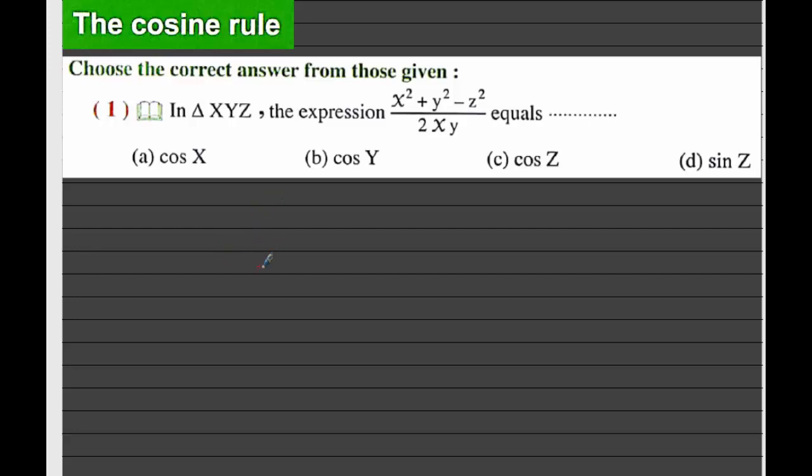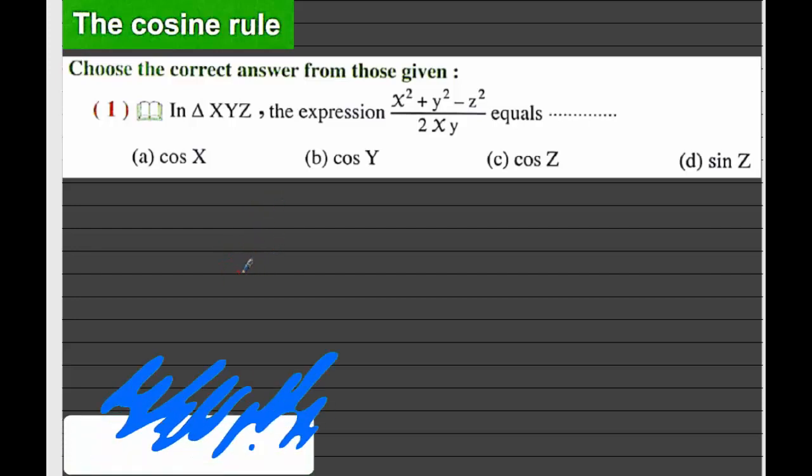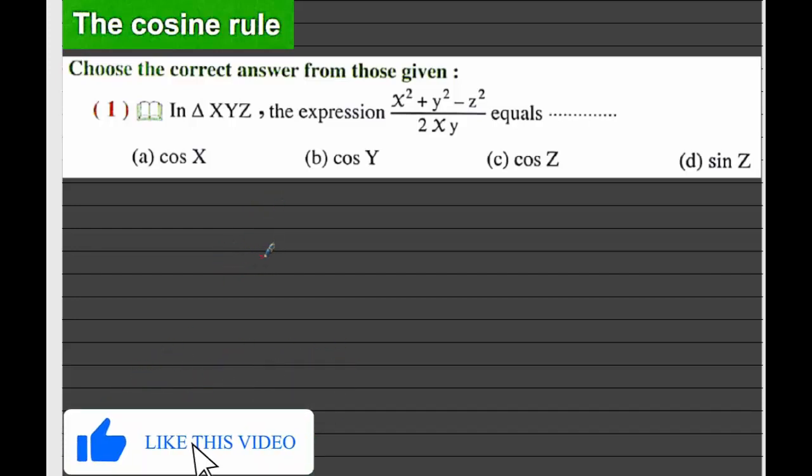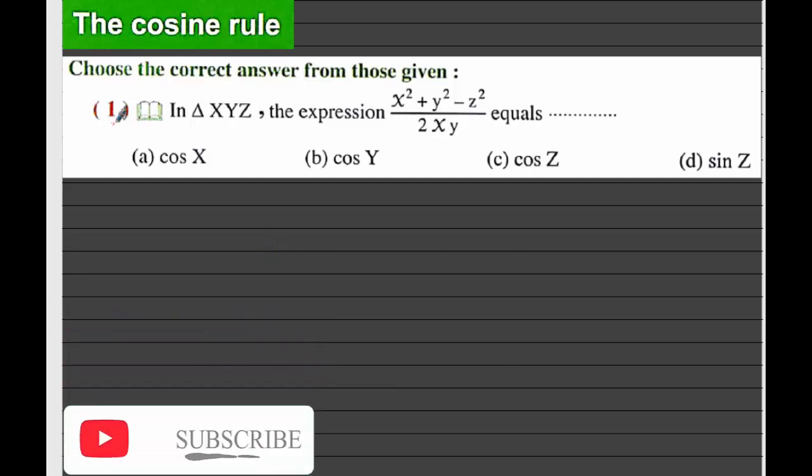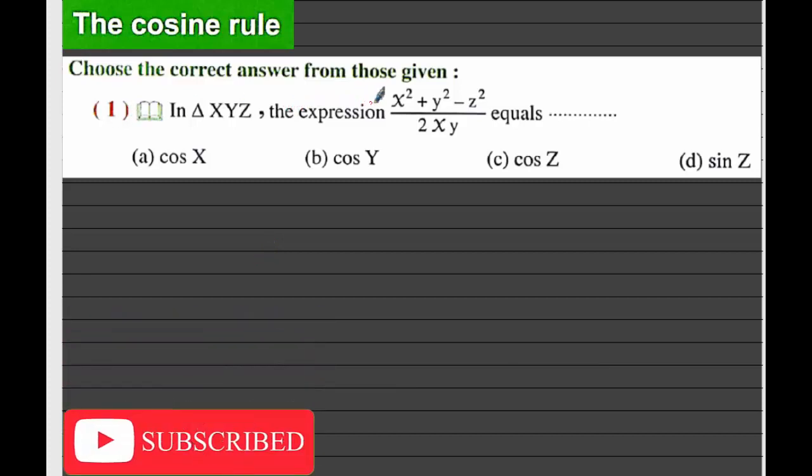Hello everyone, in this video we'll solve some exercises using the cosine rule. Choose the correct answer from those given.